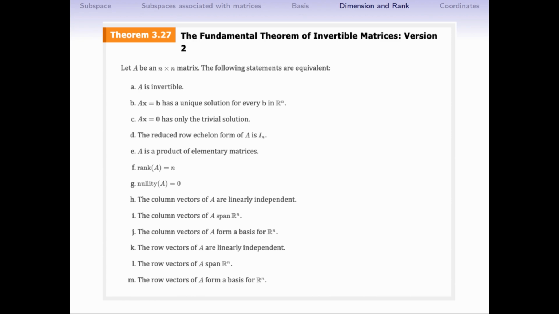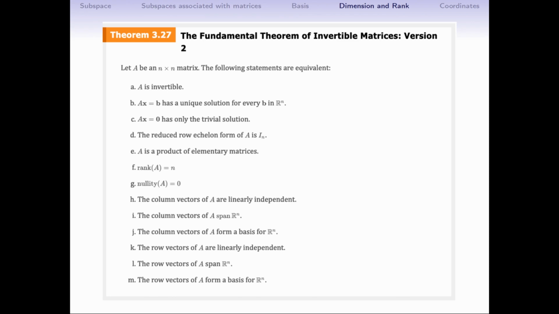Now, the first 5 of these we've met before. We saw them in version 1 of this theorem. So let's remind ourselves of what the first 5 statements of this theorem are saying. Statement A says that the matrix A is invertible. Statement B says that the equation AX equals B has a unique solution for every B in Rn. Statement C says that the homogeneous equation AX equals 0 has only the trivial solution. Statement D says that the reduced row echelon form of A is the identity matrix. And finally, statement E says that A is a product of elementary matrices.